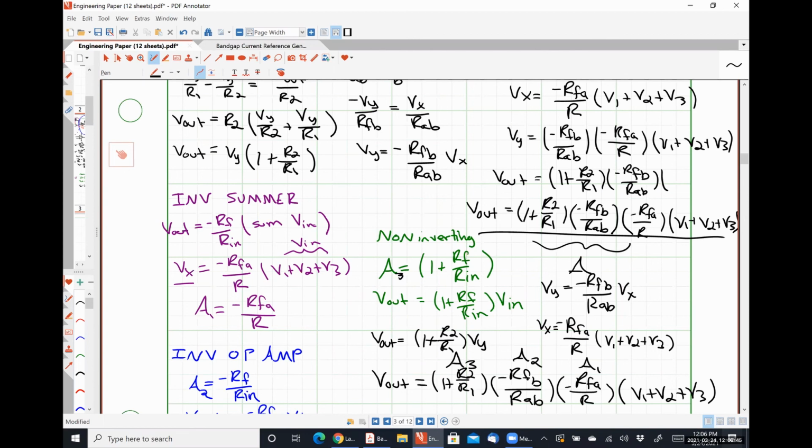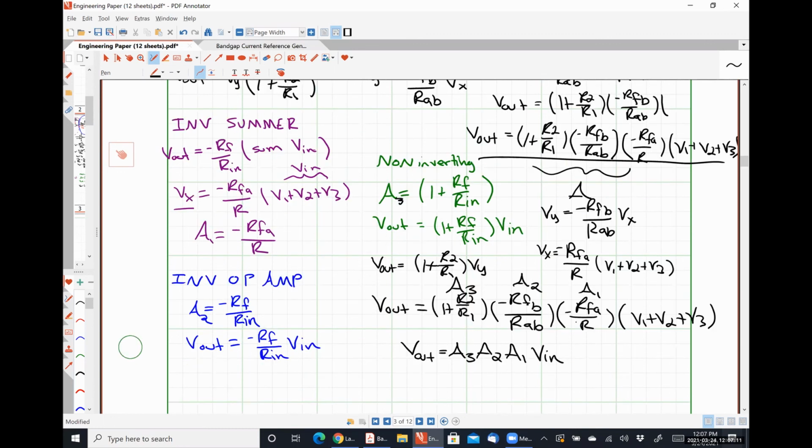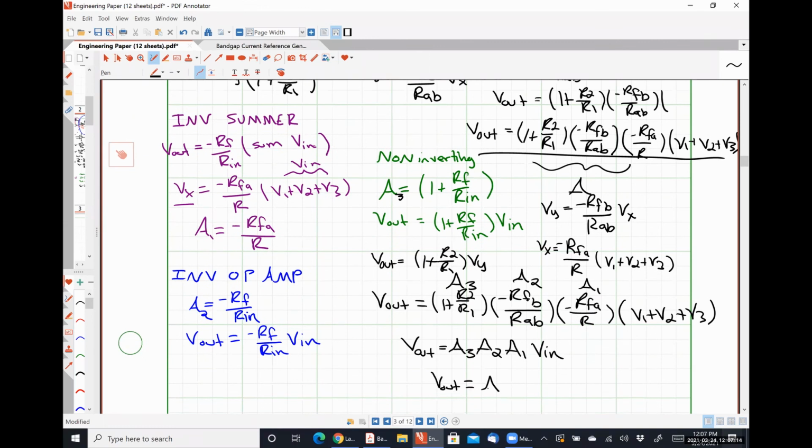So instead of doing any of this math, we could have just said that the output is the gains multiplied together of each of the stages of our cascaded op amp. And so it becomes a lot simpler than doing a bunch of nodal analysis. So V out equals A3 times A2 times A1 times V in, V out equals A times V in.